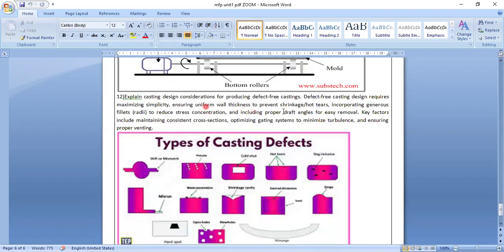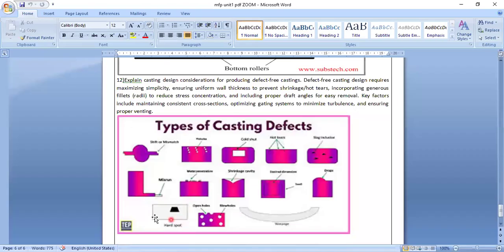One more question is left. Explain casting design considerations for producing defect-free casting. What are the types of casting defects we can see? Here in the center you have small air gaps, and here the corners. These are all defects. Here shrinkage is there. So you can see different defects.